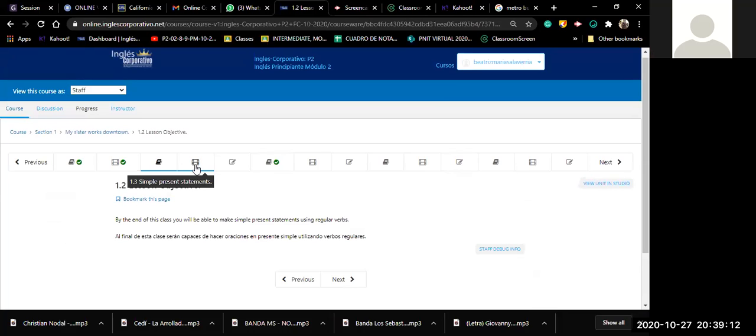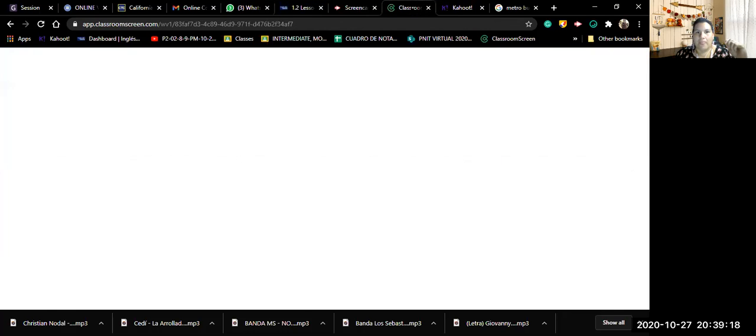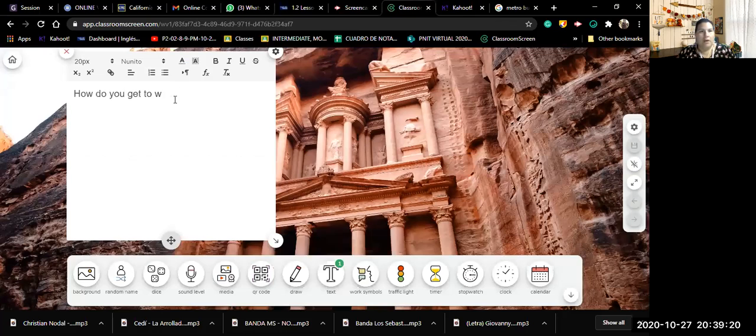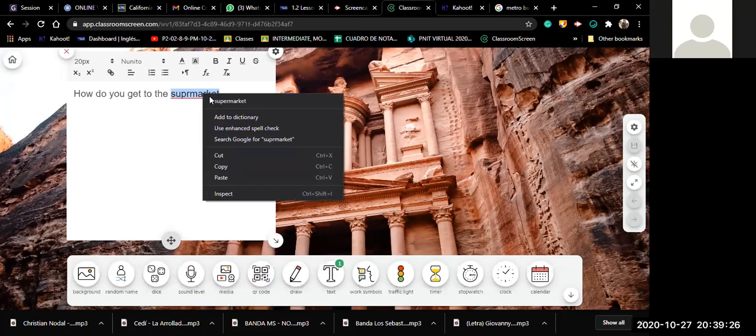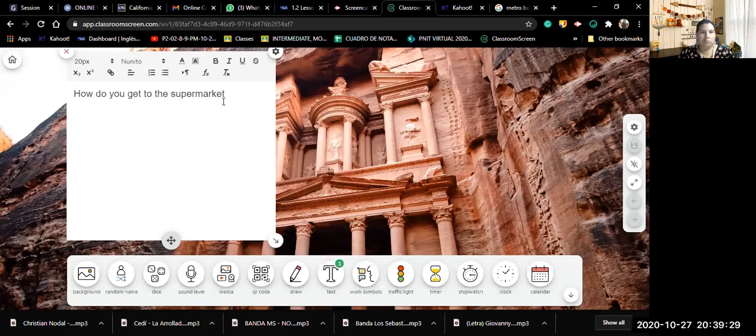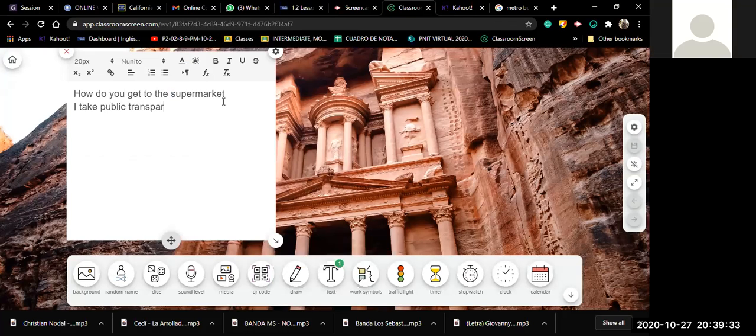The answer sería, la respuesta sería, how do you go to the supermarket? How do you get to the supermarket? I take public transportation. Excellent. I take public transportation to go.